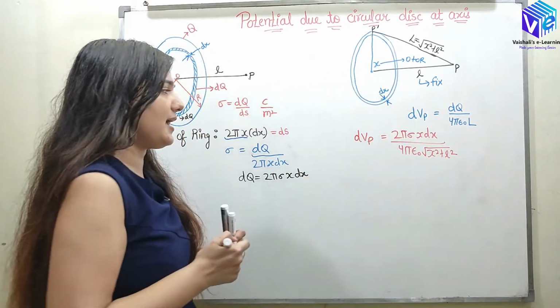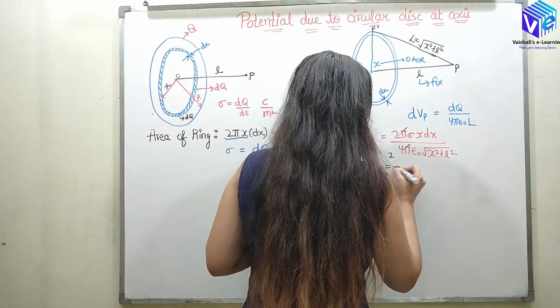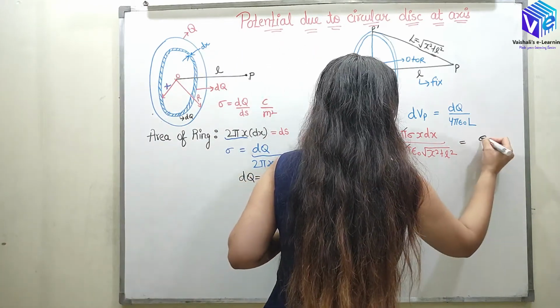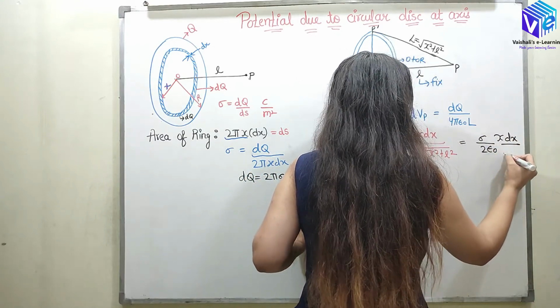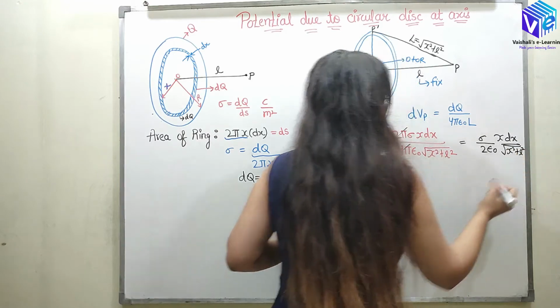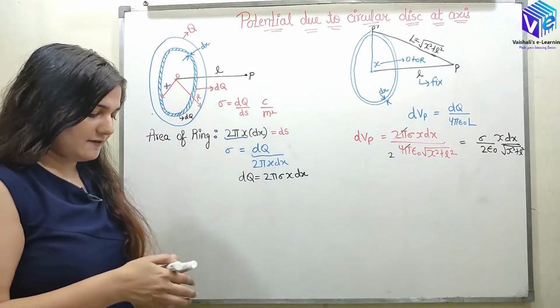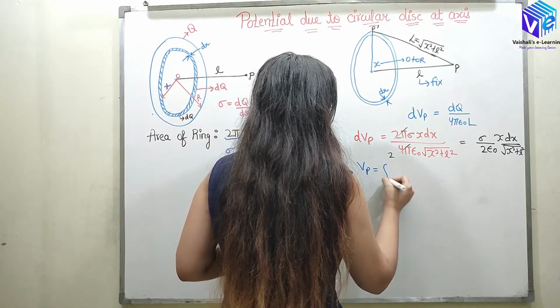So this is my dVp. Some things are cancelling out, so it is sigma upon 2 epsilon naught x dx upon under root x square plus L square. So this is my dVp. Now I have to integrate it and find out Vp.